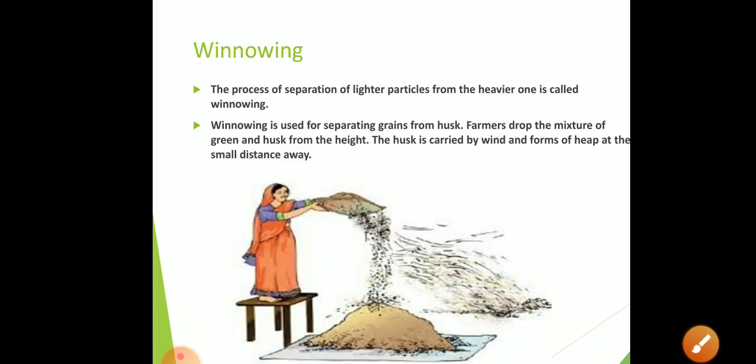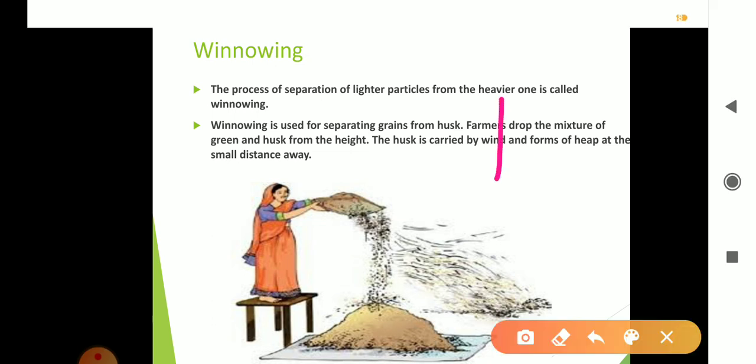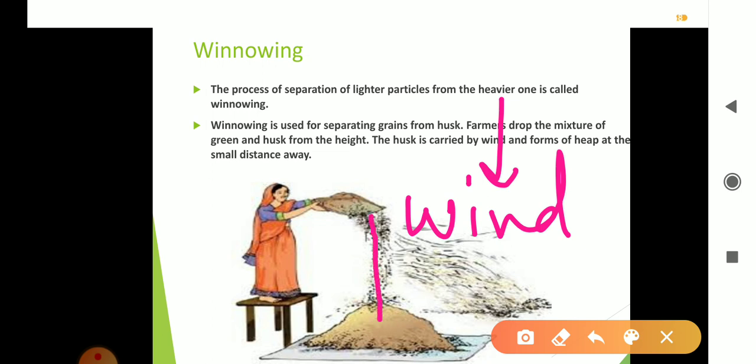Now next is winnowing. Next process is winnowing. This is a process of separation of lighter particles from the heavier ones with the help of wind. Wind is the necessary factor for this process. Winnowing is used for separating grains from the husk, and farmers drop the mixture of the grain and husk from a particular height, and the husk is carried by the wind.